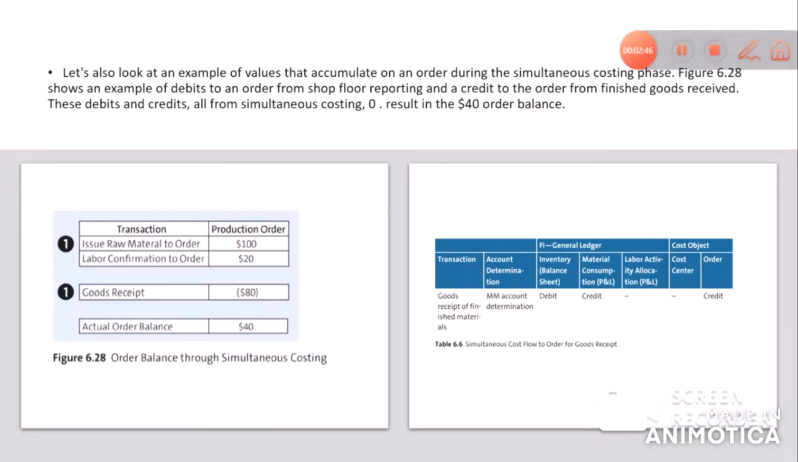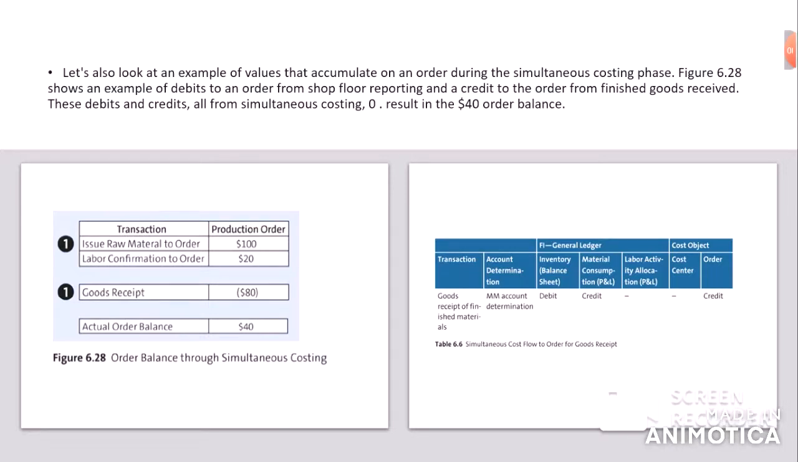So if we see the figures, the table shows goods receipt of finished material, and simultaneous cost flow to order for goods receipt. For the transaction goods receipt of finished materials, the debit in FI will be inventory and the credit will be material consumption profit and loss, and the cost object order will be credited.